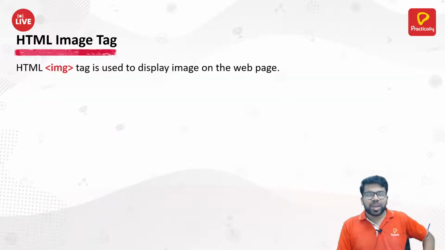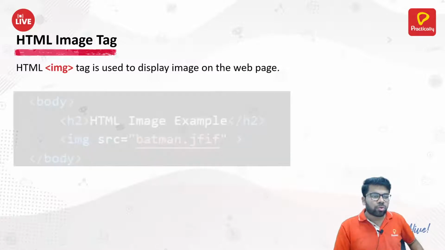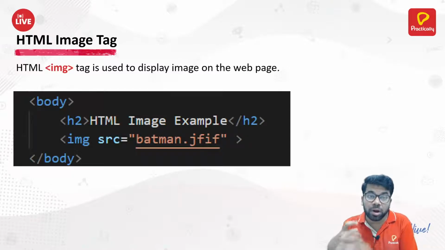Now come to the HTML image tag. Using this HTML image tag, img, we can display any image on the web page. The image tag comes with an important attribute called source, src. In the src we have to write the name of the image that we want to display on the web page. We can give the web address also, and if the image is available in some other folder, then that also we can mention here.